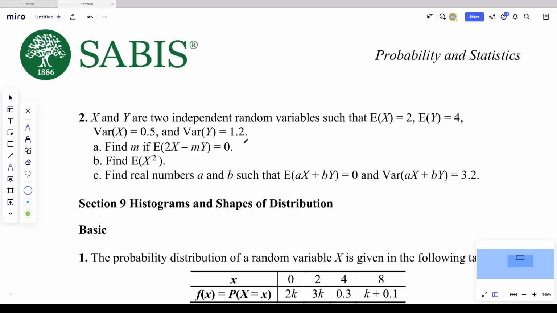For number 2, you just take them out, factor. So expected of 2x minus expected of m times y, the variable y and variable x. You can take out 2, take out m because they're constants. So 2 expected of x minus m expected of y equals 0. Expected doesn't really square or anything, so you can take it out. You can solve for this, take this term to the other side and divide by expected of y. You'll get m equals 2 expected of x over expected of y. And you get m. This one, find expected of x squared.